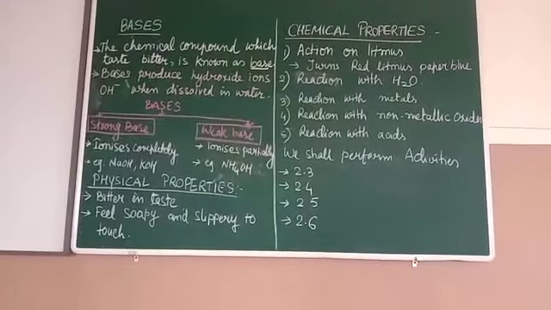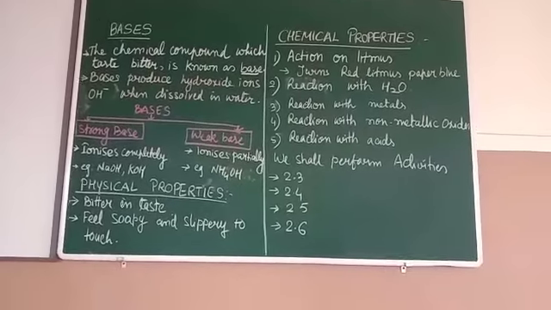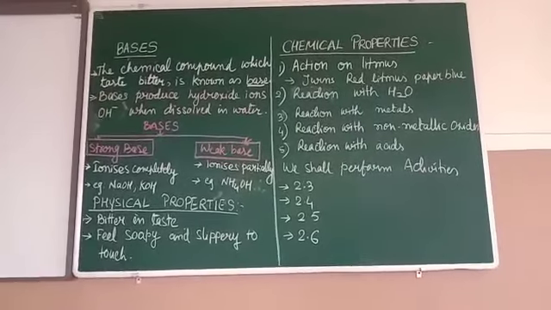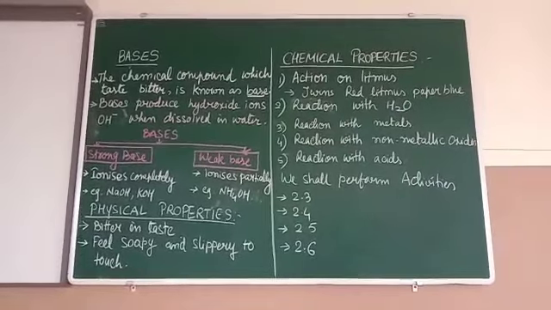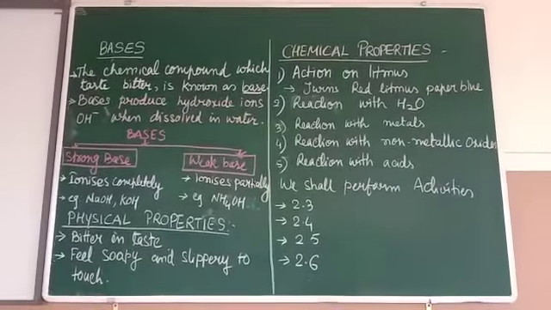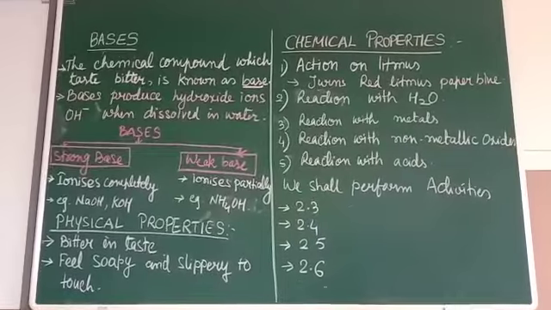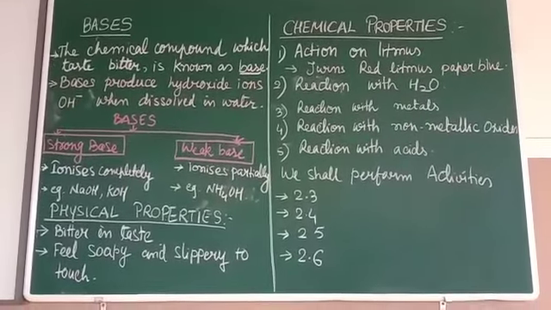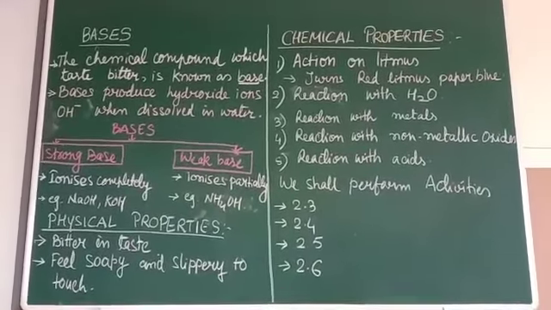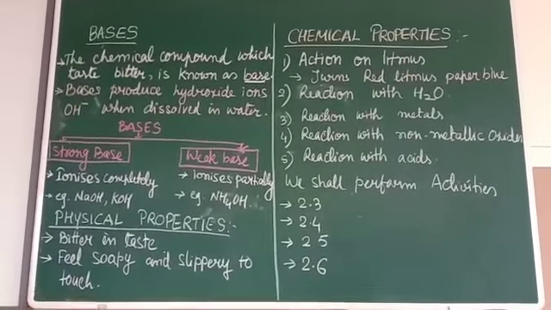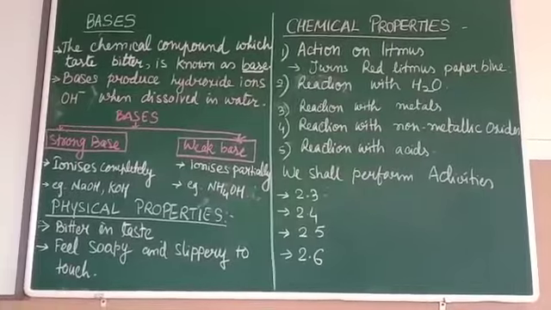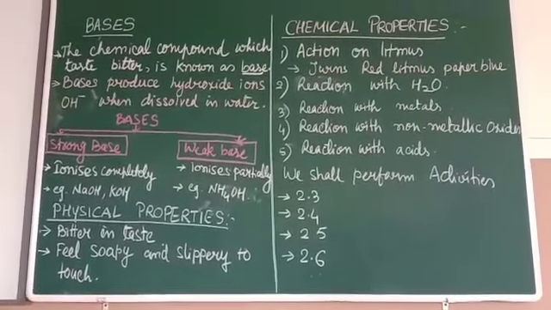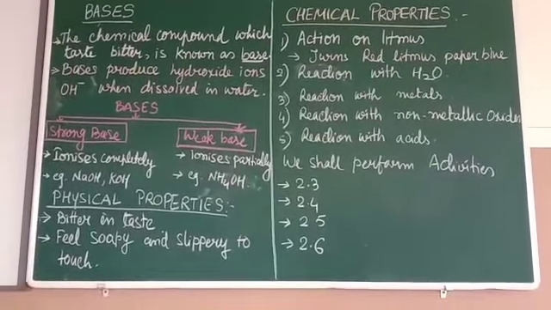And why am I not writing the reactions? Because we shall perform activities. Which are the activities I am going to perform? 2.3, 2.4, 2.5 and 2.6. So let's perform the activities so that you will understand more about the chemical properties of bases. Acids are also taken somewhat. Okay, so 2.3, 4, 5 and 6. Let us perform some activities.